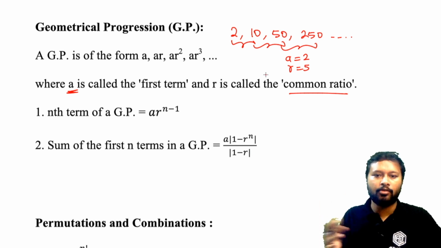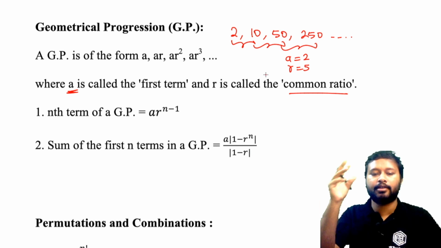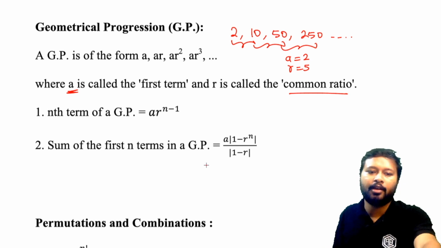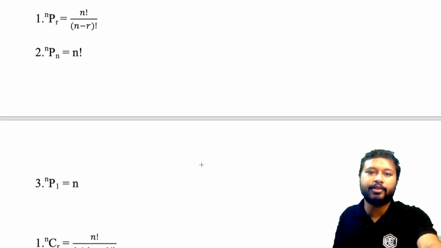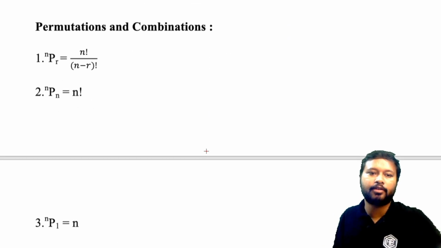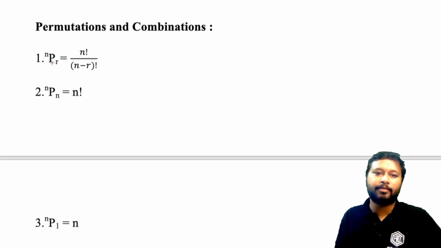R is the ratio, A is the first term, n is the term which they are asking for. Okay, now let's talk about permutation and combination related formulas. So nPr, that means permutation of n, n will be the total number of terms, r will be what they are asking for, is given by n factorial upon n minus r factorial.